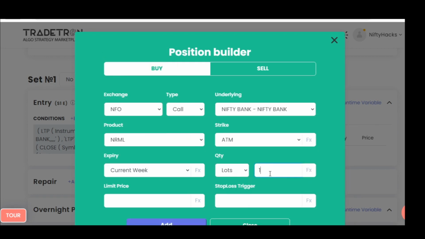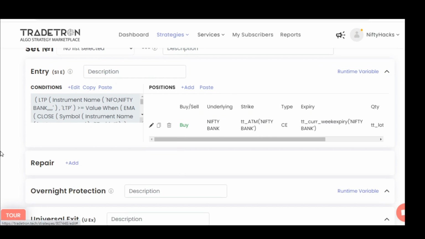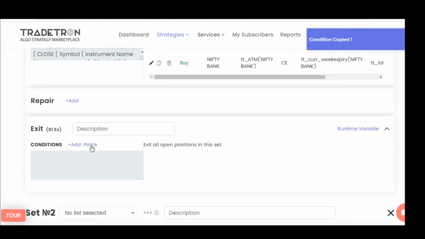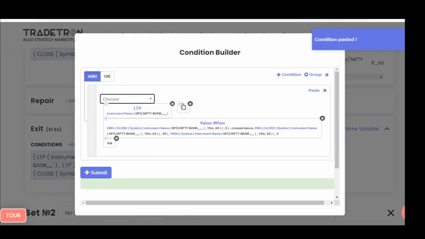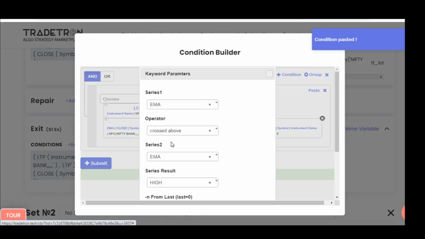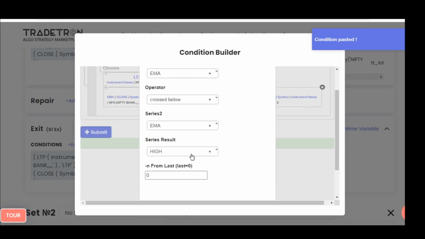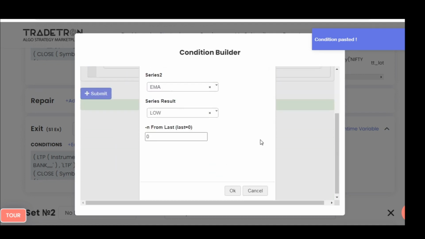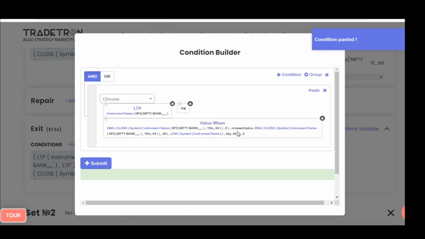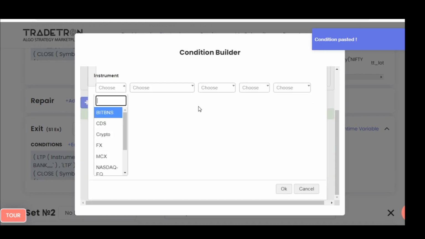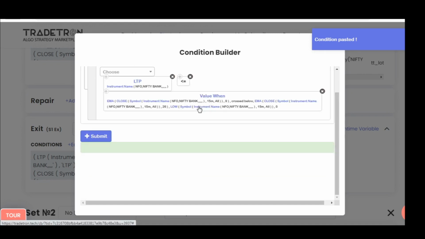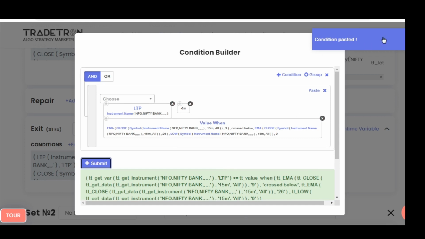Right, and one lot ATM. So this is basically a strategy for testing purposes only, and we will add one more set for the sell side also. So paste it here and change the parameters, like from greater than to less than, and move it here like this, and in value when crossed below. Whenever the lower side crossover happens, we will exit when the low of that candle where the crossover happened is breached, right? So here also add our time frame and our instrument name, which is Nifty Bank spot, right? And this will be our entry condition for the put side also, right?